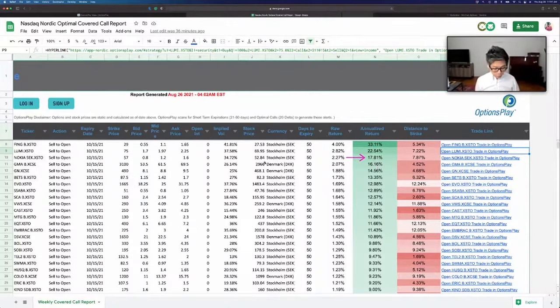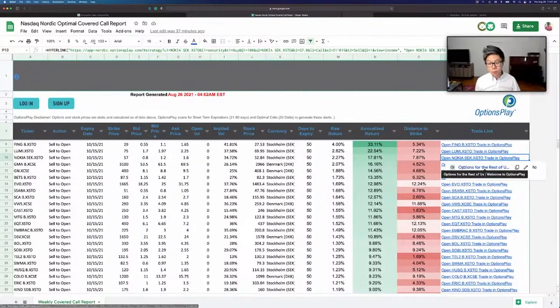And keep in mind, the stock is currently trading at 52 crowns, and we're telling you to sell the 57 covered call. And that allows you to basically wait for the stock to rally up to 57 between now and the expiration date.